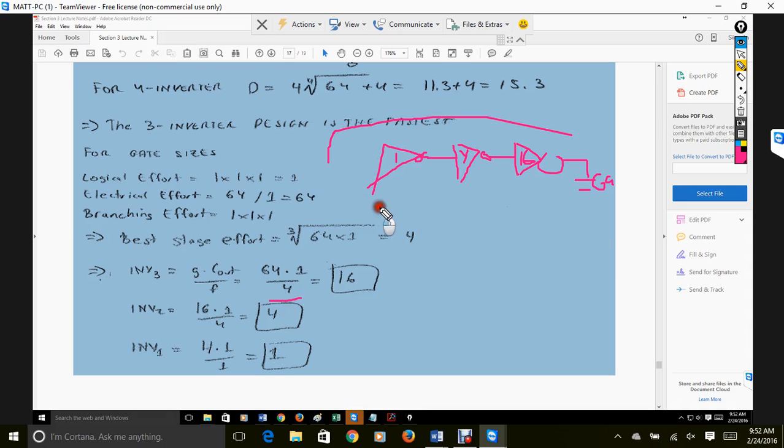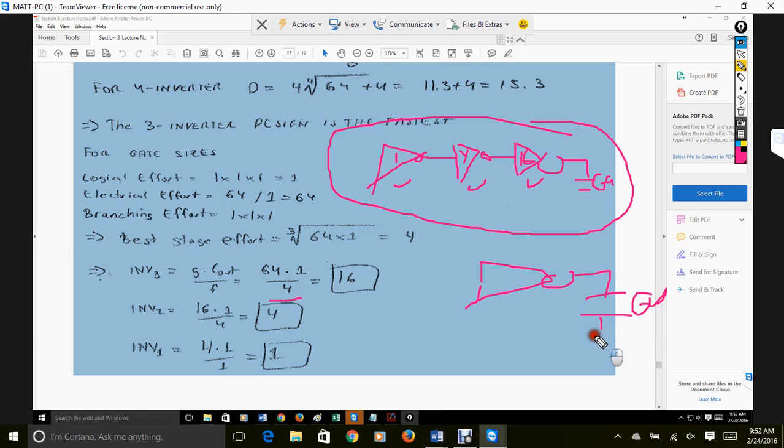So here we have 3 inverters, right? And sizes of 16, 4, and 1. But here's the interesting thing. If we had 1 inverter, we just have 64 and 1, and 1 on the output, right? And the best stage effort would be 1 here, right? So we just have this inverter driving everything. So it would be less efficient. So it would be a lot slower. In order to actually have this circuit work, you would have to make the circuit run a lot slower. So by having 3 inverters in this case, you could actually make the circuit run a lot faster.